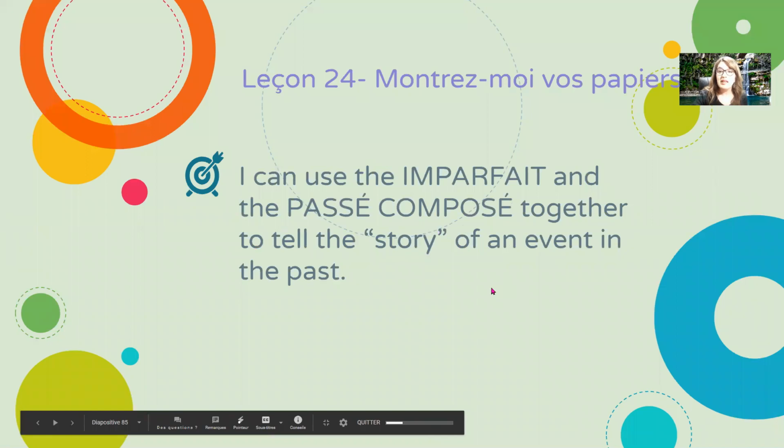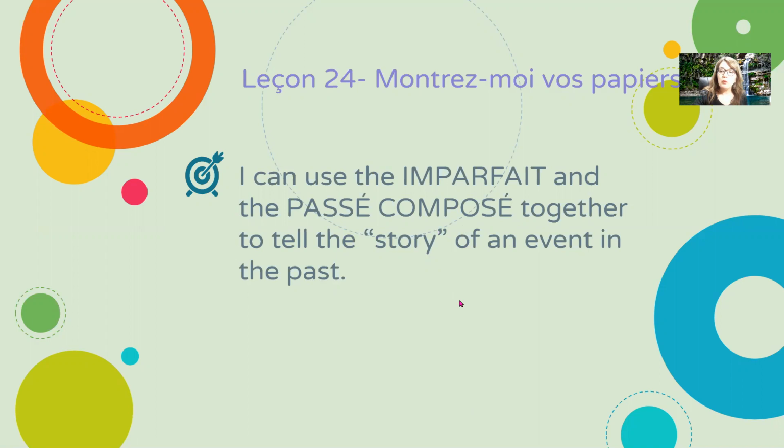Ok, voici la leçon 24. Dans la leçon 24, on va continuer à étudier l'imparfait et on va faire une comparaison entre l'imparfait et le passé composé. And the learning target is: I can use the imparfait and the passé composé together to tell the story of an event in the past.